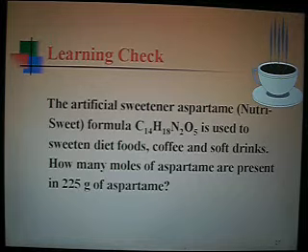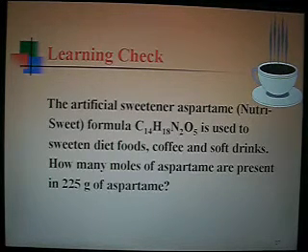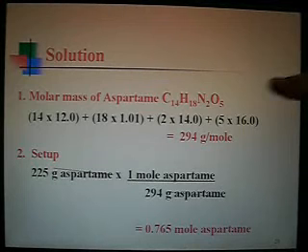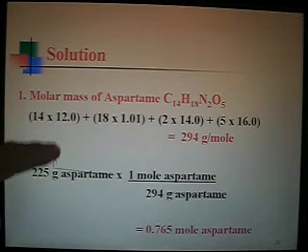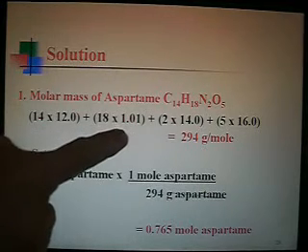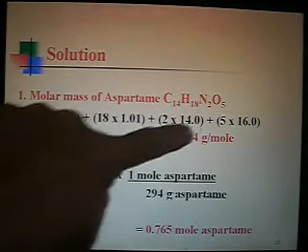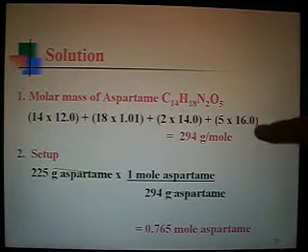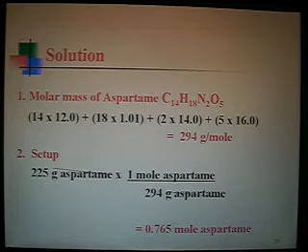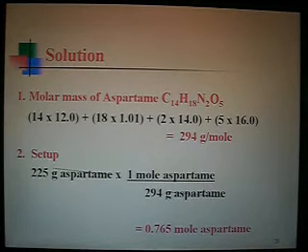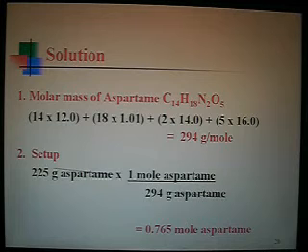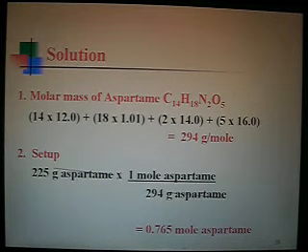Aspartame is another problem. How many moles of aspartame are present in 225 grams of aspartame? You find the molar mass of C14H18N2O5: 14 times 12 is the C, 18 times 1.01 is the H, 2 times 14 is the N, 5 times 16 is the O, and that's your molar mass. Then you take your 225 grams of aspartame times 1 mole of aspartame divided by 294 grams of aspartame, leaving you 0.765 moles of aspartame.